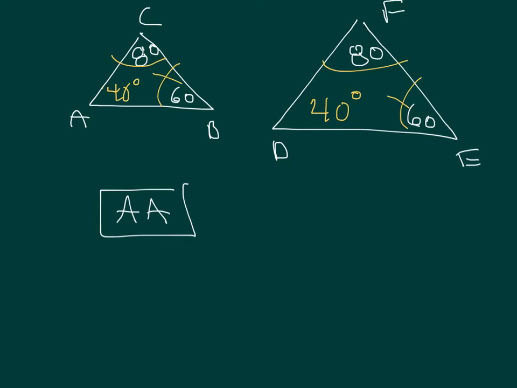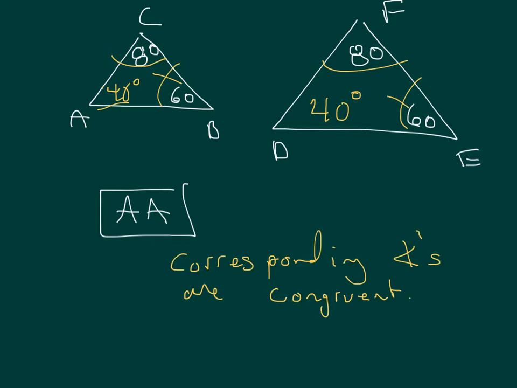So triangles are going to be similar if all the corresponding angles are congruent. Here you see 40, 40, 80, 80, and 60, 60. So the similarity shortcut will hold here. Let's move forward and talk about the side side side similarity shortcut.